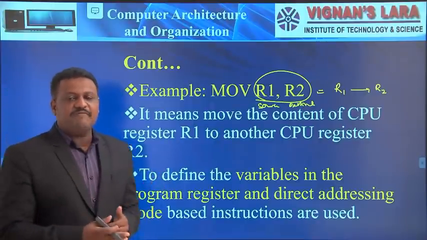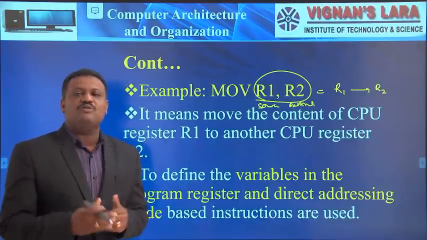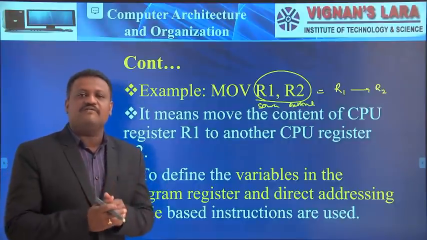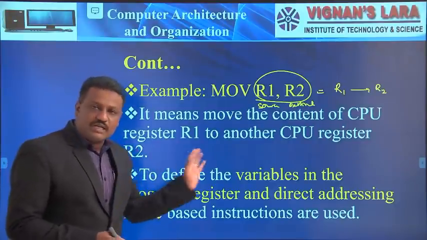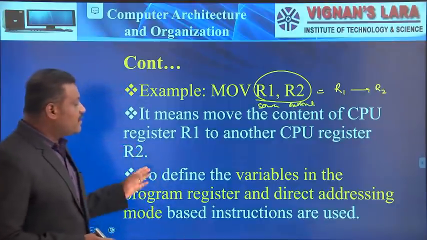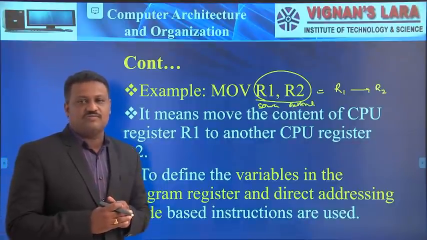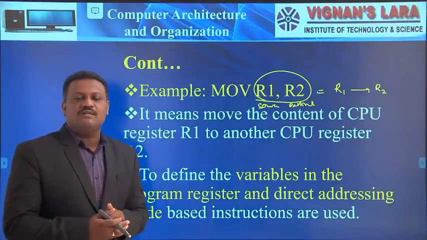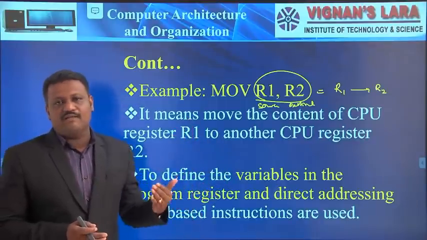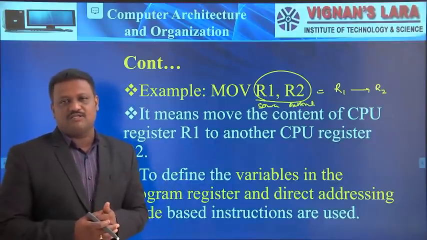I already told you in the previous case, that in order to declare global variables in the program, we take the help of direct addressing mode based instructions. In a similar way, to represent or declare the variables in your program, we take the help of either register addressing mode or direct addressing mode based instructions. I hope you understand the difference between immediate addressing mode, direct addressing mode, and the third one, register direct addressing mode or simply register addressing mode.